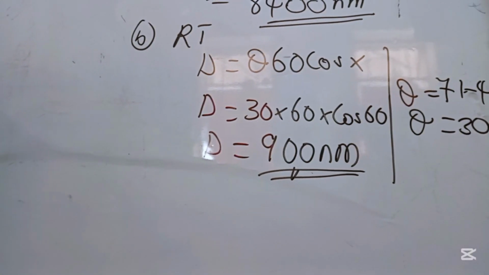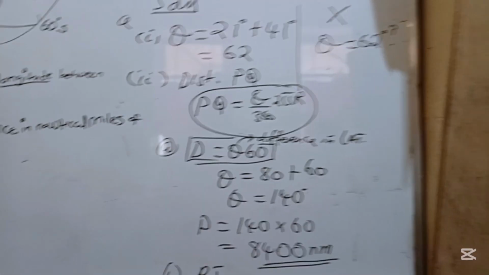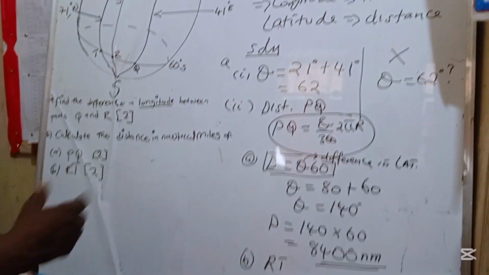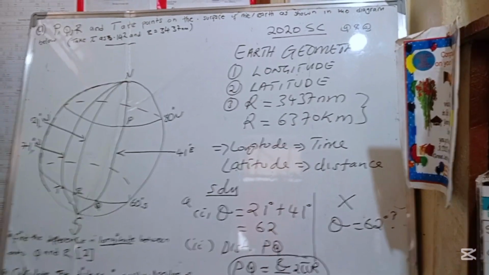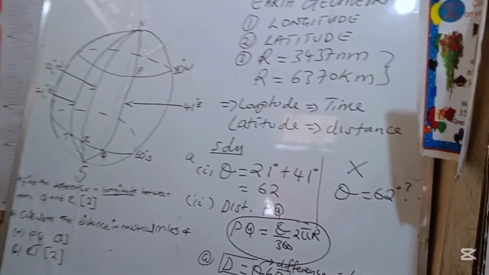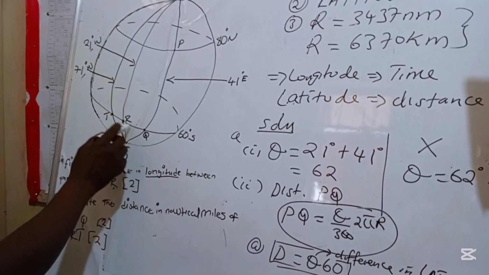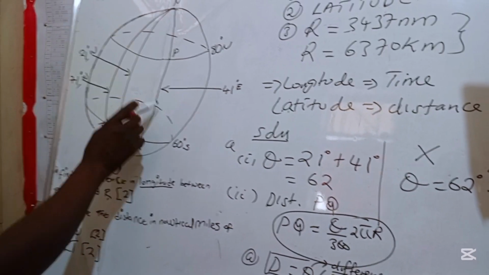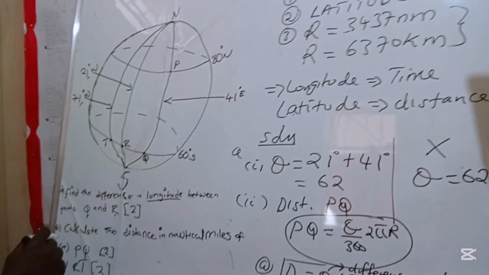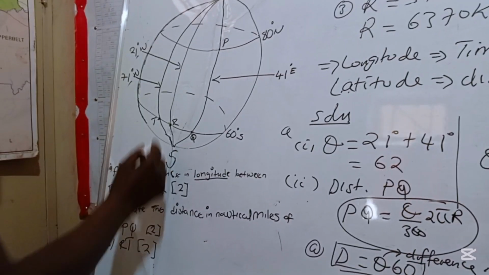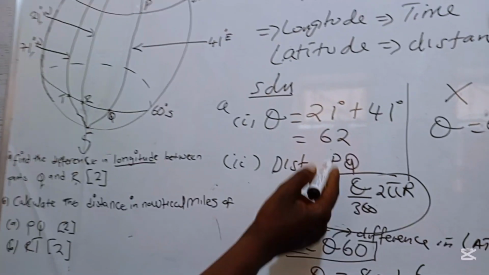What is that which we have learned this afternoon? We have learned that when they have asked you to find the difference in either latitude or longitude, in this case they started with the longitude. They were talking about the difference in longitude between Q and R. One is found in the east, the other one is found in the west, so we tend to add them. So this was the difference which we found.